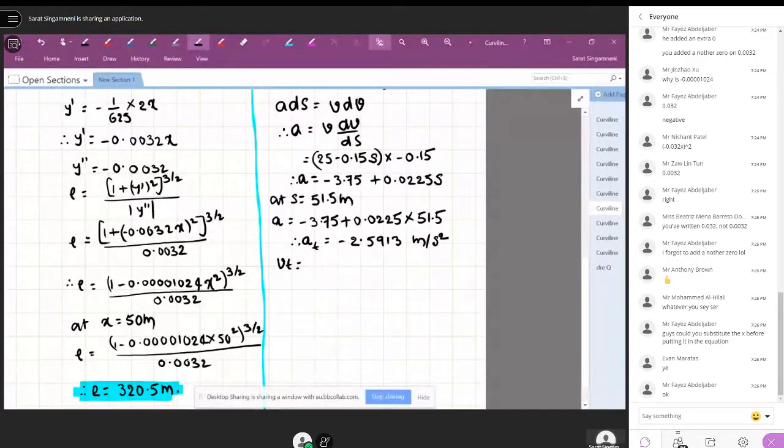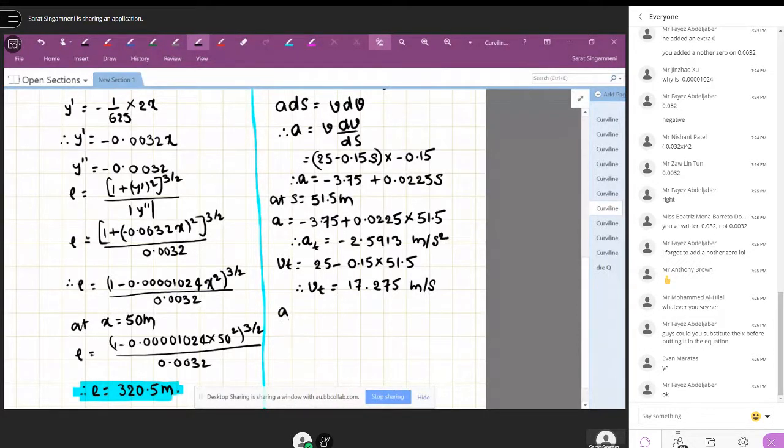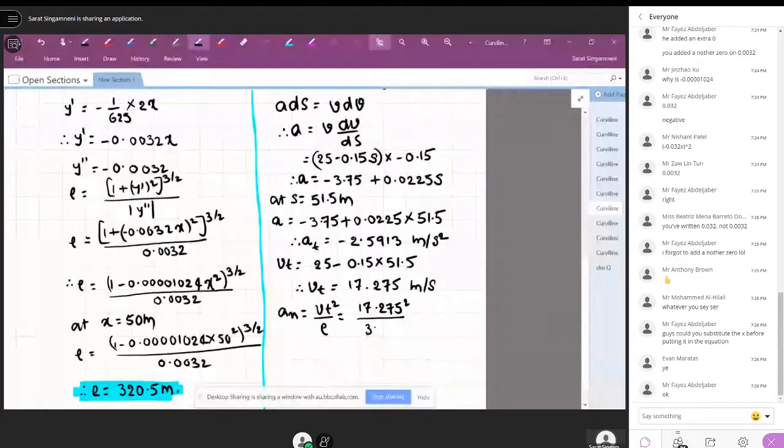The tangential velocity we can also calculate. 25 minus 0.15 times 51.5. So from this, the tangential velocity is equal to 17.275 meters per second. Then the normal component of acceleration is equal to Vt squared over rho. Vt is 17.275 squared divided by rho, which we just found, 320.5. So from that, 0.9311 meters per second squared.